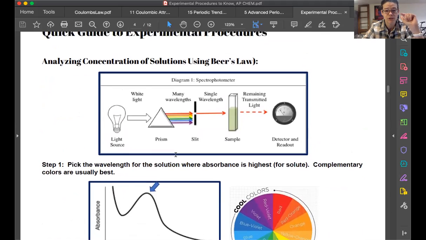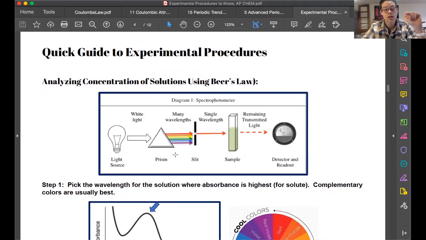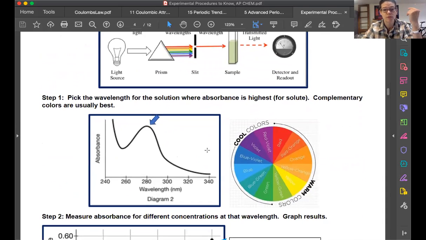Beer's law and spectrophotometers. We did multiple labs with this in the fall because this is another experimental technique that they like to use. It generates data. Most of the time that data is graphical and you have to analyze a graph. But remember, we were figuring out colors and colored solutions. And the main thing is that this technique only works with a colored solution.